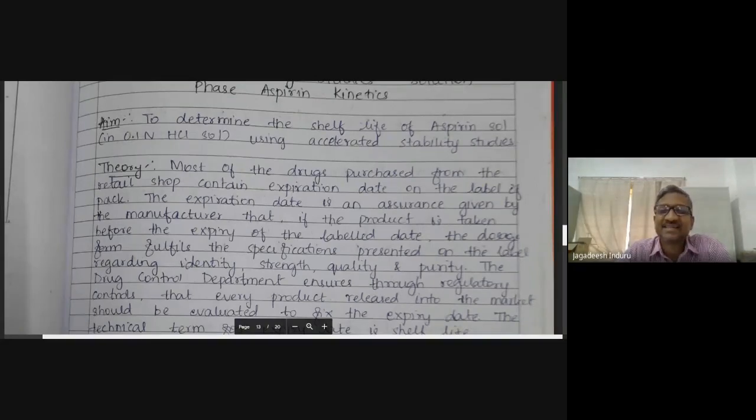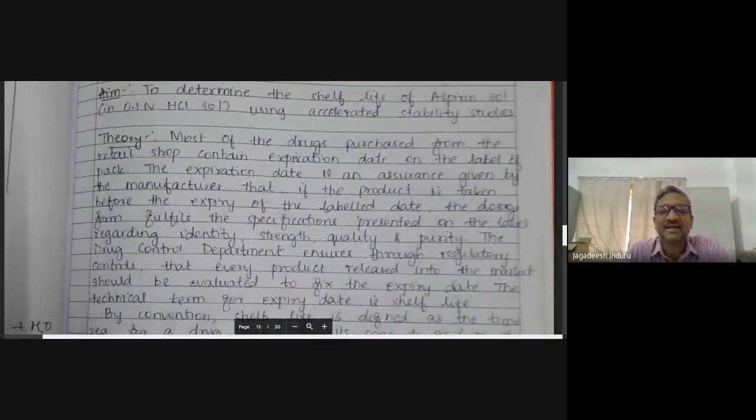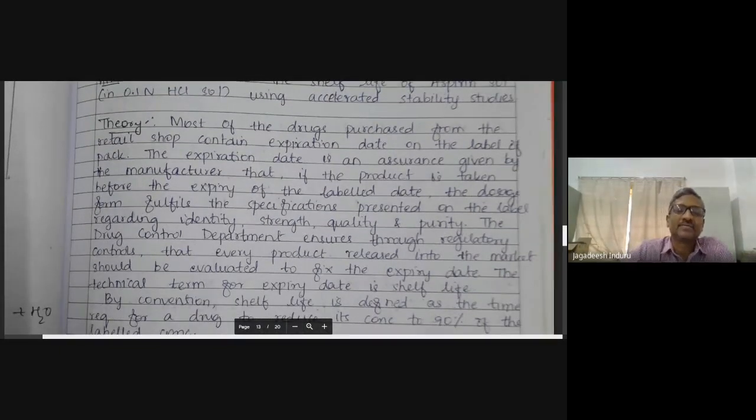The expiry date is an assurance given by the manufacturer, those who are manufacturing the product, that if the product is taken before the expiry date on the label, the dosage form fulfills the specification presented on the label. It means whatever we are telling, that it contains 25 mg of aspirin, it will fulfill that label requirement before the expiration date only.